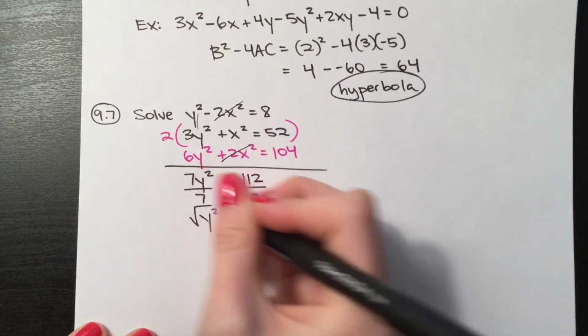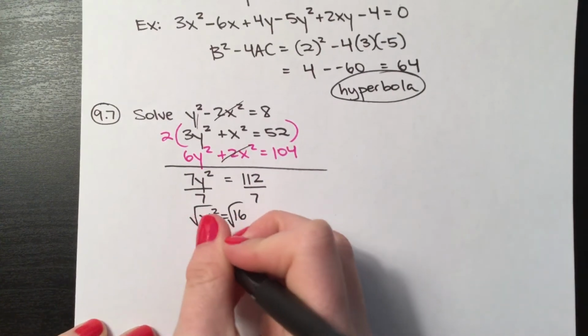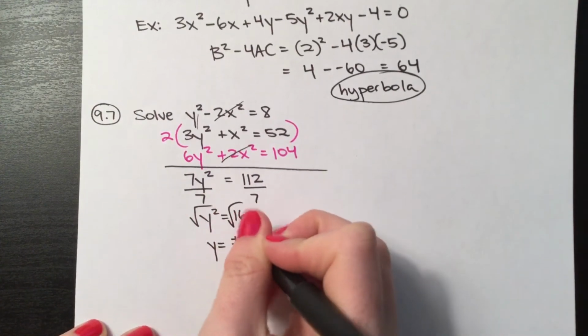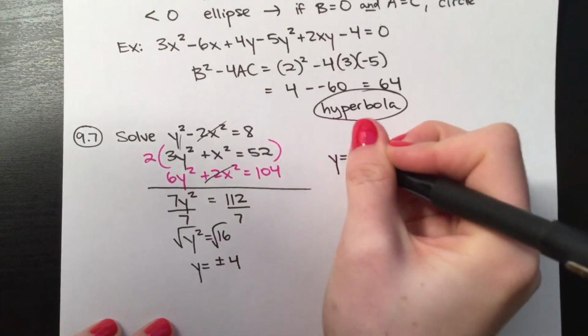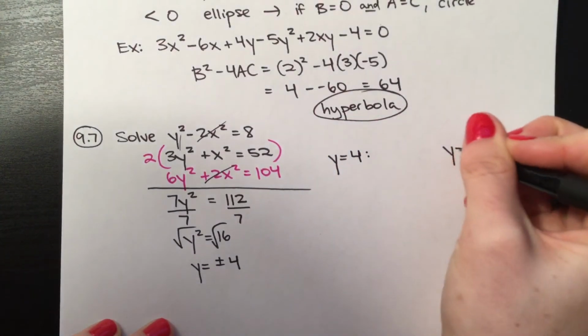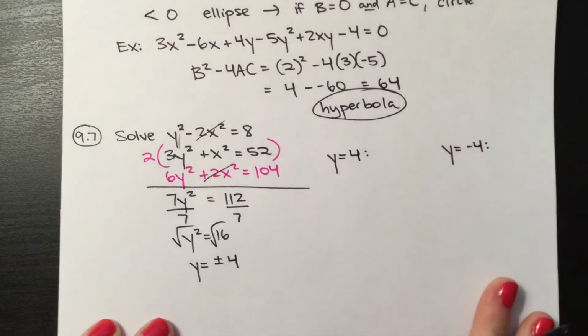So last step, this is super important to make sure you remember this. Whenever you square root a number, you always include a plus or minus. So that means my ordered pairs could either have a y value of positive 4 or negative 4. So I'm going to plug both of them back in. So if I plug in y equals positive 4 versus negative 4, let's see what answers I come up with.